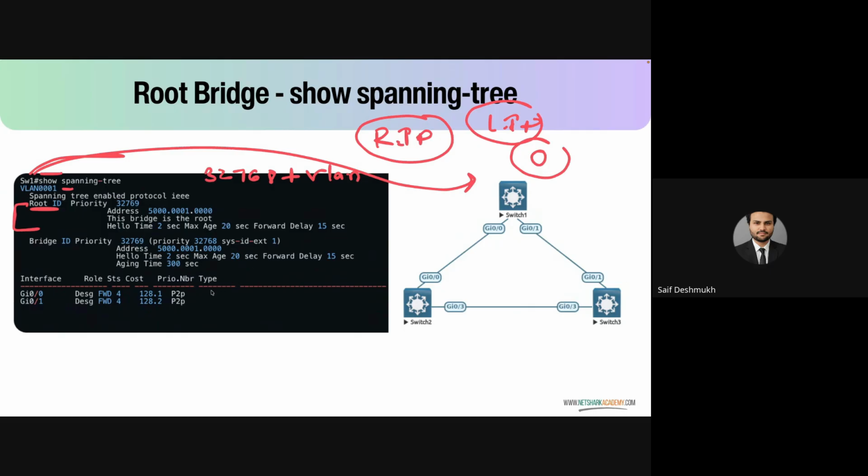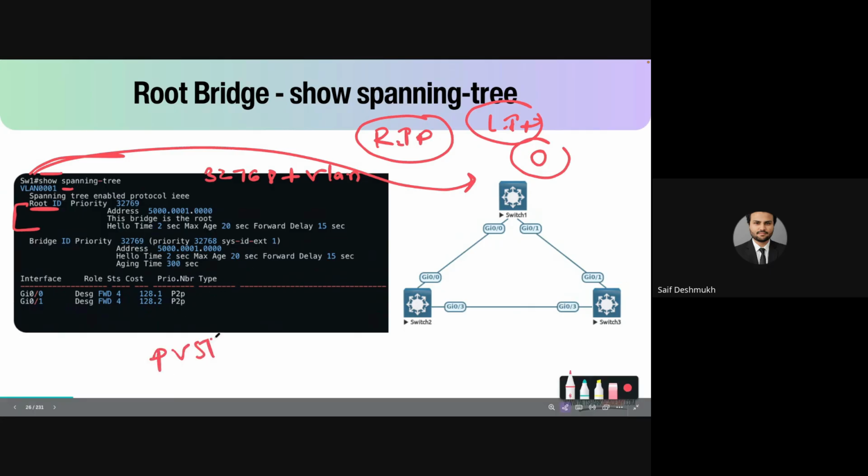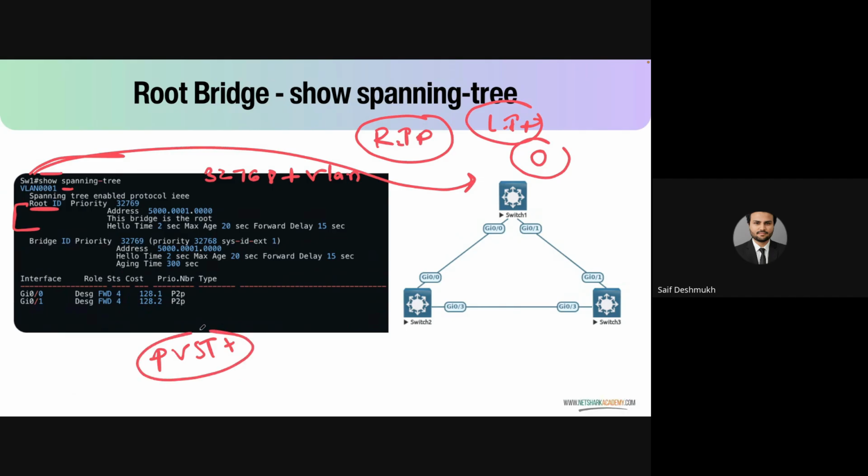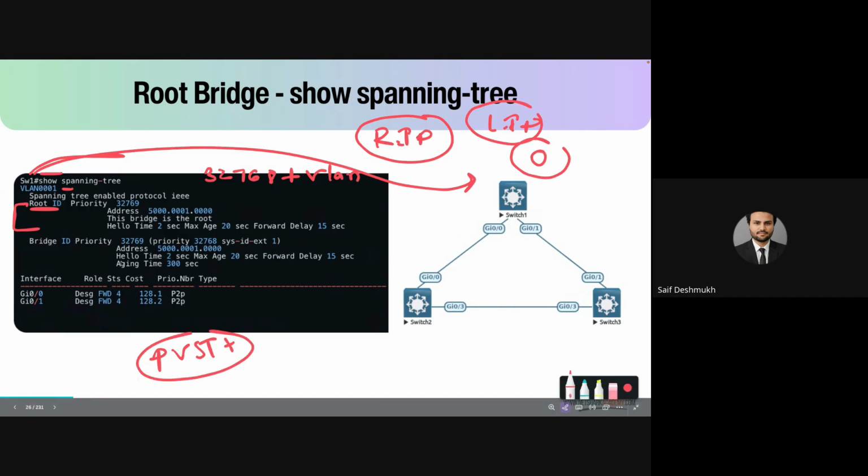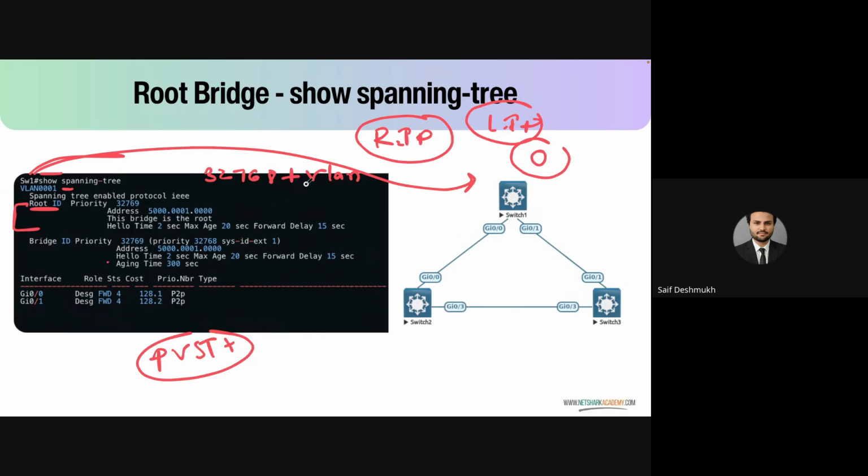Why VLAN? Because we run a version of PVST plus. We will talk about it in coming slides, and about its flavors in detail. That's why VLAN 1: 32,768 plus 1 is 32769. That's the priority. This is a MAC address. And it says there is no cost because this is the root bridge. I am the root bridge. So this is basically what you're seeing in the frame. And these are the timers considered by the root bridge.